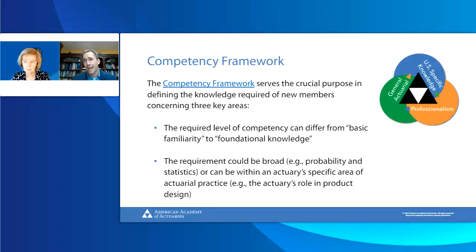The example here that I gave was the actuary's role in product design, which might vary greatly between something on the life side, something on the health side, something on the casualty side. You're not expected to understand the actuary's role in a casualty product if you are a health actuary, right? And that's the kind of detail that is sought in the competency framework. And with that, I'm going to turn it back over to Kathy to walk through a little bit more detail on what is in the competency framework.